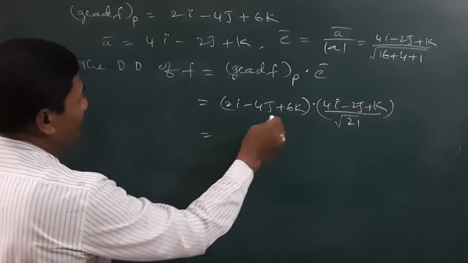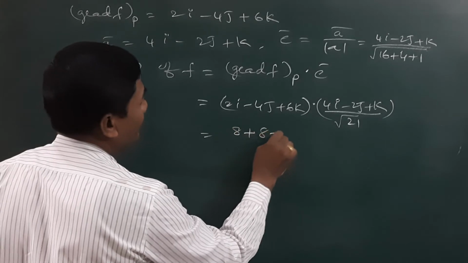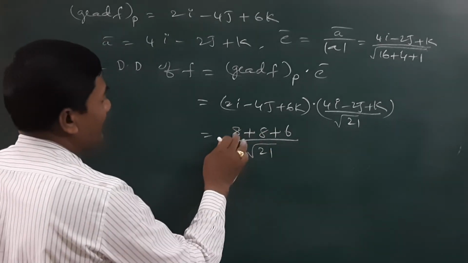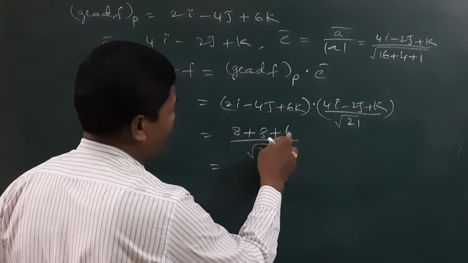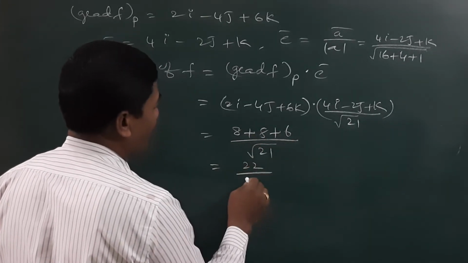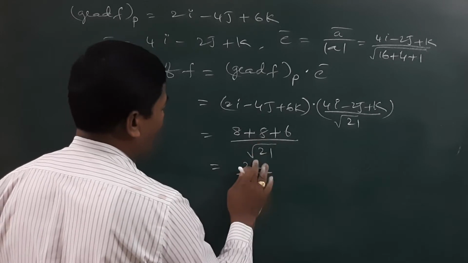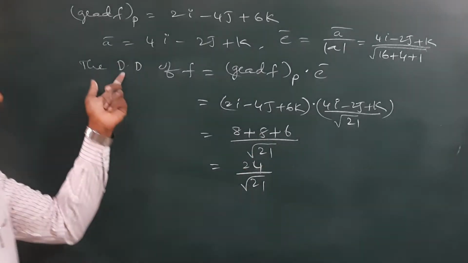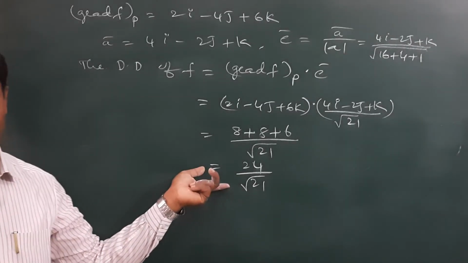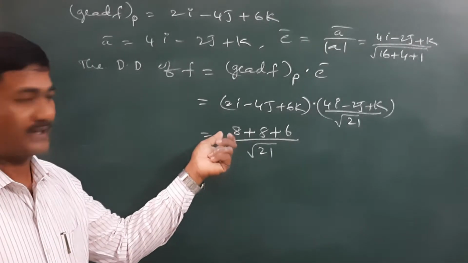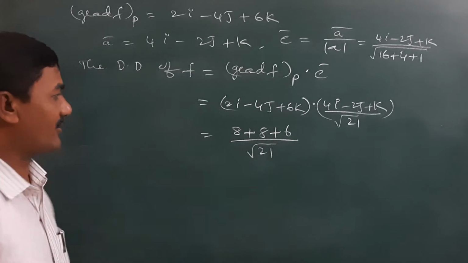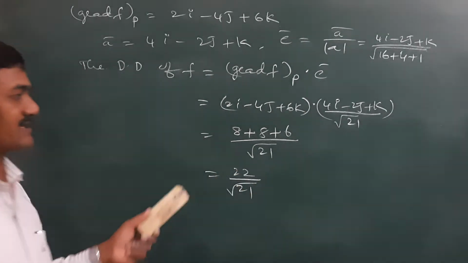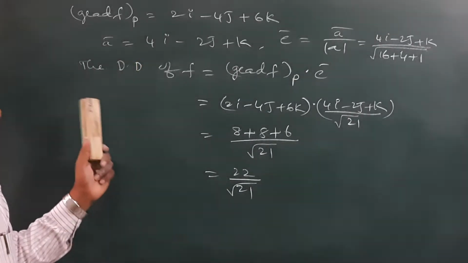Right? This is equal to 8 plus 8 is 16, plus 6, so 22 by root 21. This is the final answer for the directional derivative of this problem. So 22 by root 21 is the final answer for the directional derivative only.